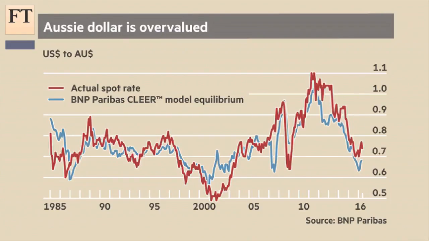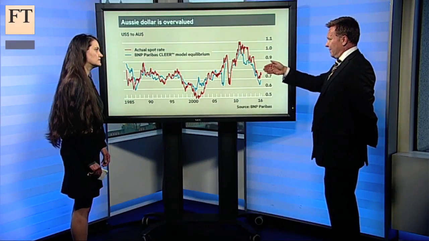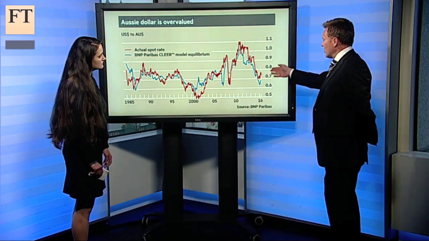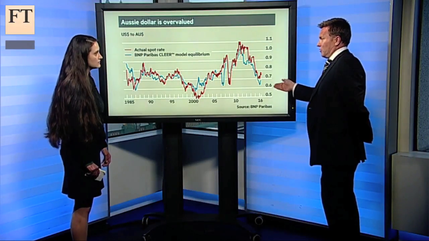Sure. Well, I should highlight it. The blue line here is one of our flagship models. It's called BNP Paribas Clear. It gives a medium-term equilibrium level of a currency. What we think has happened here is that the Australian dollar is currently significantly higher than the equilibrium level would suggest. I think there are two factors there.